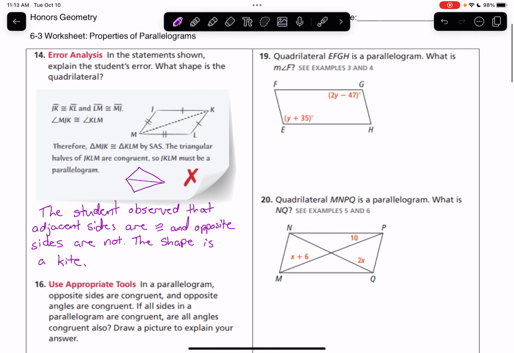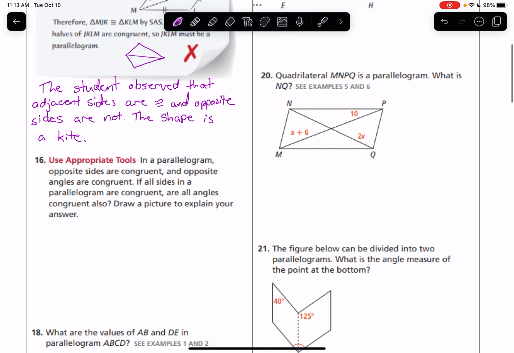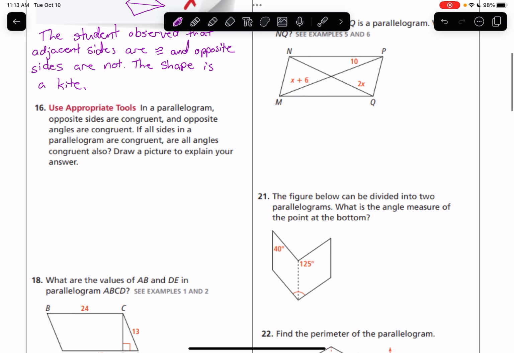All right. Number 16, in a parallelogram, opposite sides are congruent and opposite angles are congruent. If all sides in a parallelogram are congruent, are all angles congruent also? Draw a picture to explain your answer. So we're going to have to try and draw a picture that either proves this or shows that even if all the sides are congruent, the angles don't have to be congruent.